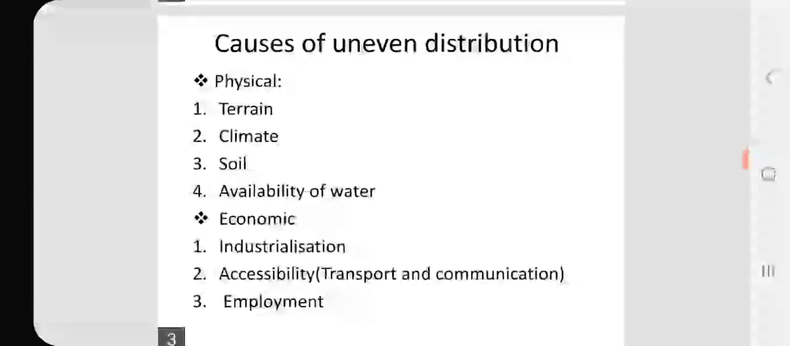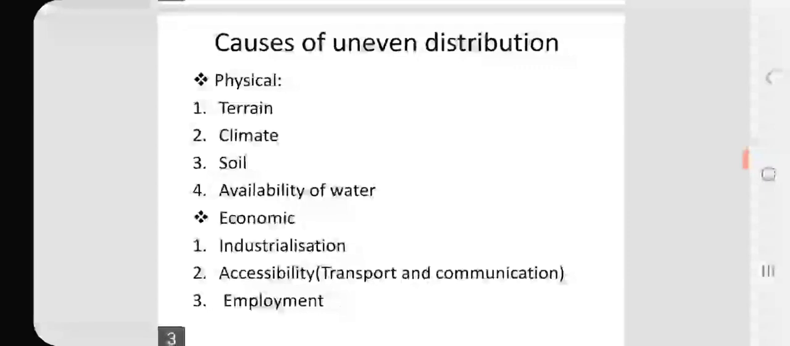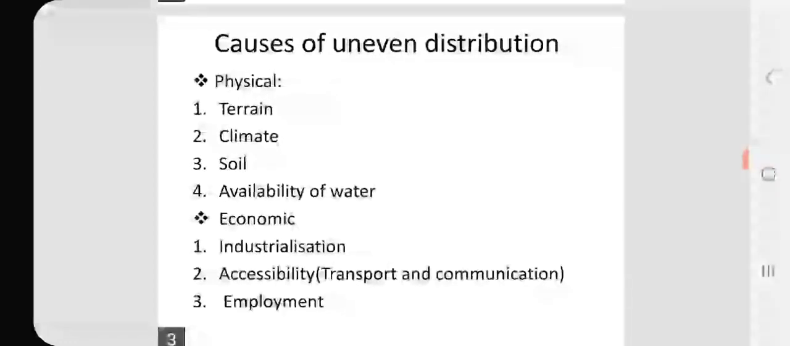Last, employment. Employment is one of the most important factors of uneven distribution of population. People live in those areas where they can do a job and earn some money. Employment attracts people to those areas, so where employment is available, more and more population lives there.